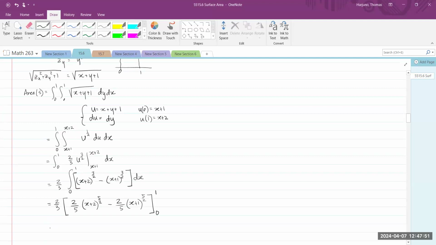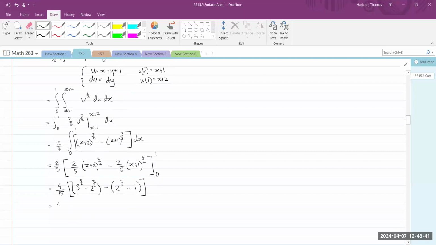Okay, notice I can factor the 2/5 out, so I get 4 over 15 outside, right? But then inside, I will get 2 to the power of 5/2 minus 1 to the power of 5/2. And then, is it right? No, 3. When I plug in x equals 1, it should be 3 to the power of 5/2 minus 2 to the power of 5/2 minus, when x equals 0, then I get 2 to the power of 5/2 minus 1 to the power of 5/2, which is just 1.